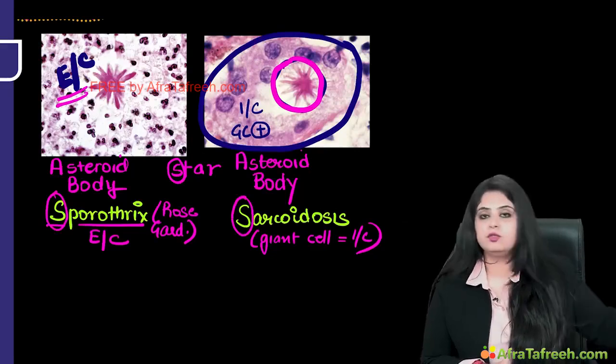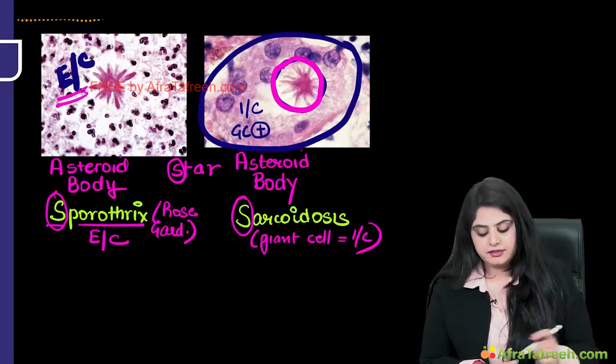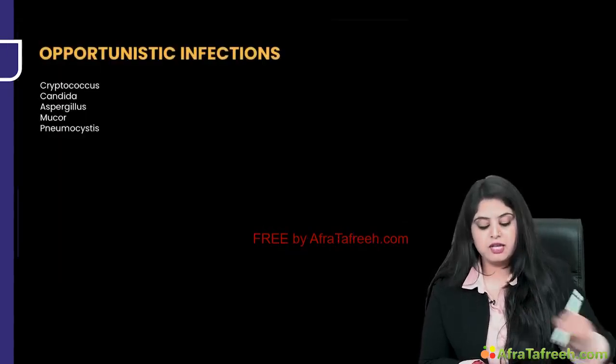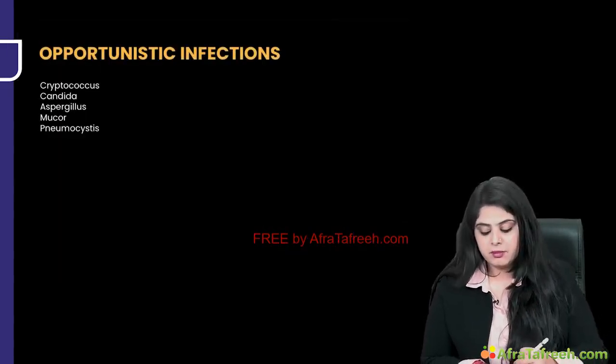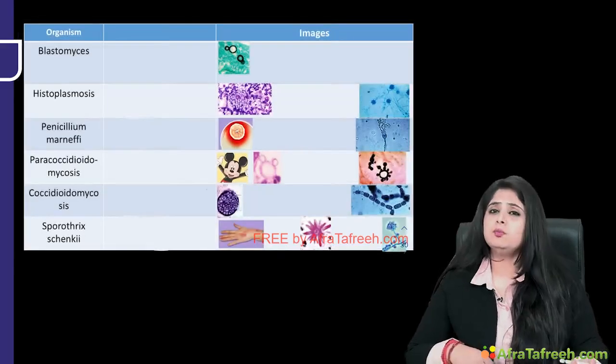Sporothrix is rose gardeners, so it will be outside, and sarcoid will be inside. All your dimorphic fungi are also done. What is the last thing that you have to do? But before I go on, I've got you a very, very super small table now.